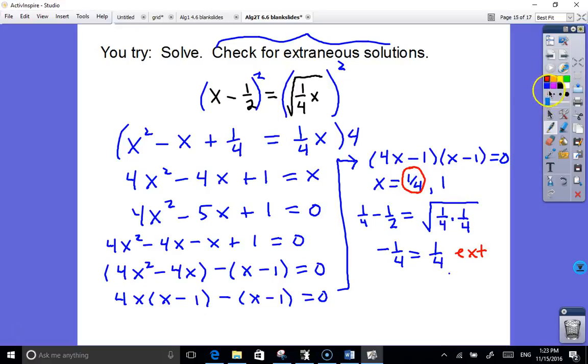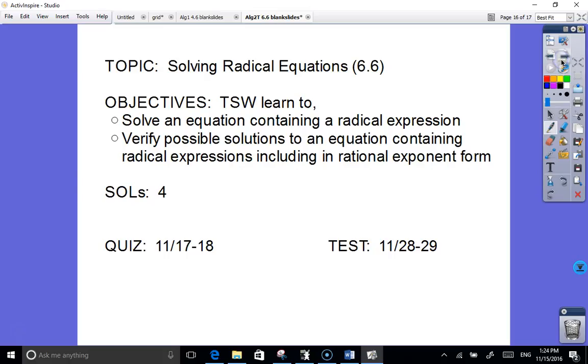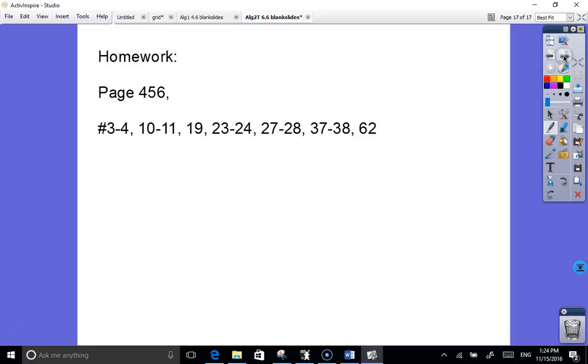Okay, we could check the other one. All right, that'll be 1 minus 1/2 equals the square root of 1/4 times 1, which is 1/2 equals the square root of 1/4, and the square root of 1/4 is 1/2, so that checks. So 1 is an answer, 1/4 is not. Okay, so that was the last slide, and that's the homework.